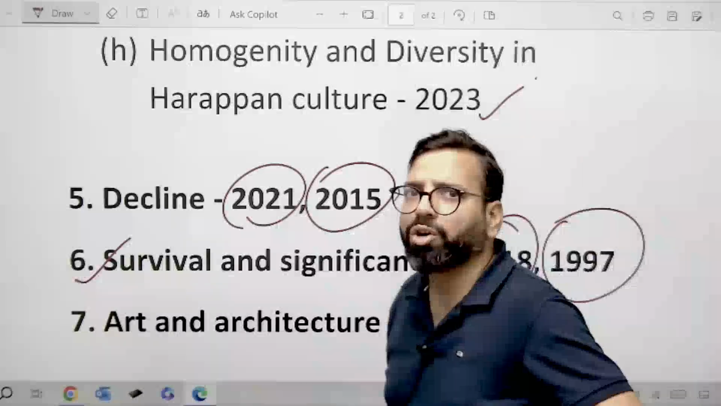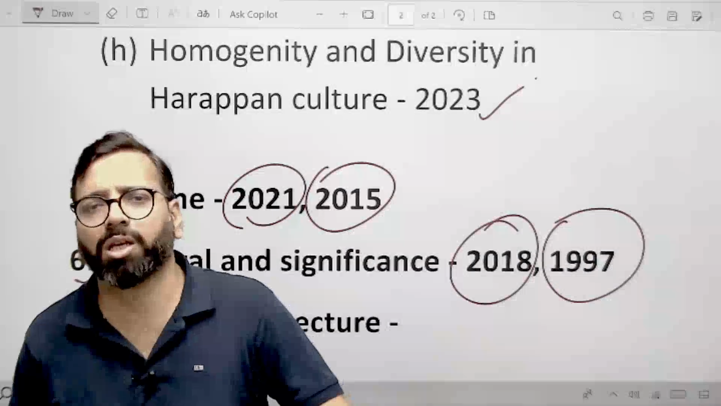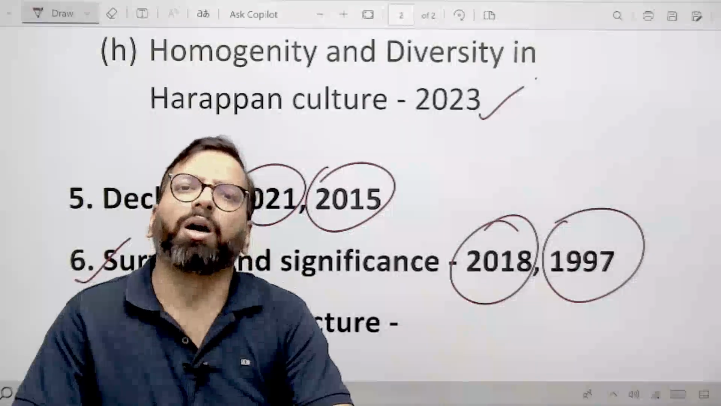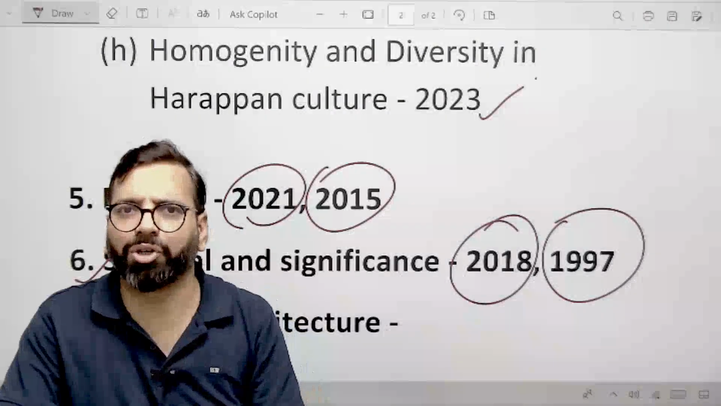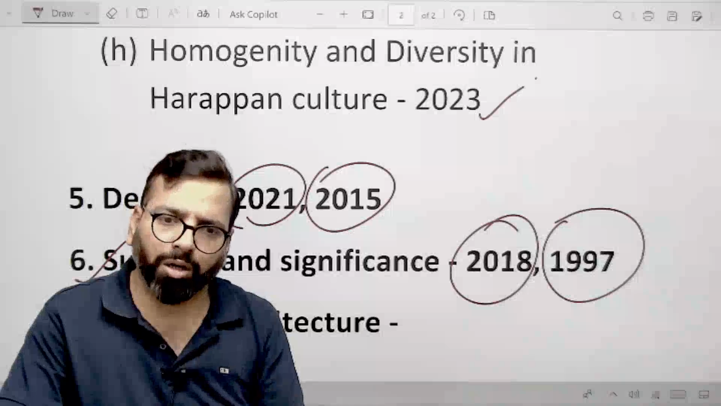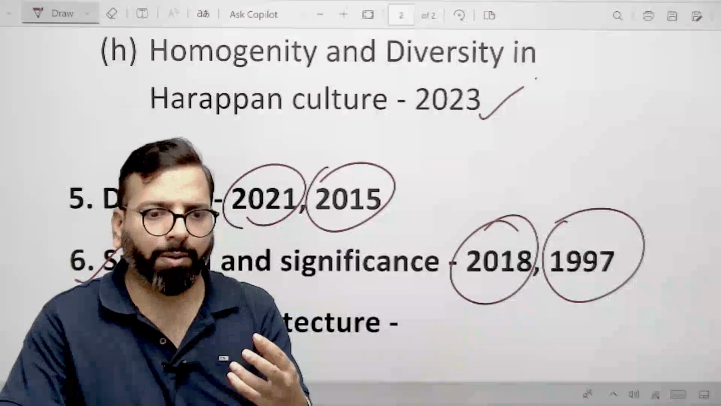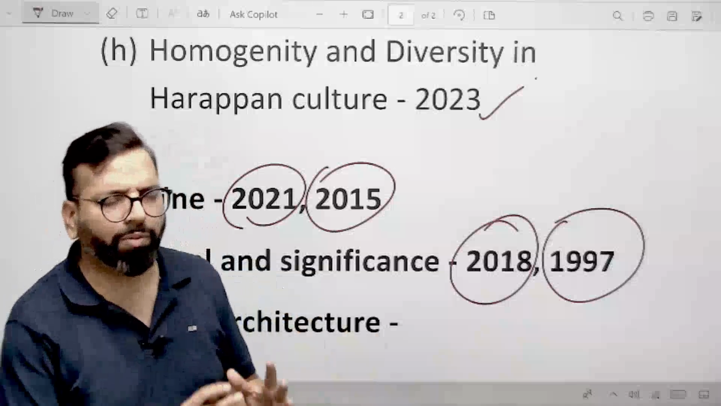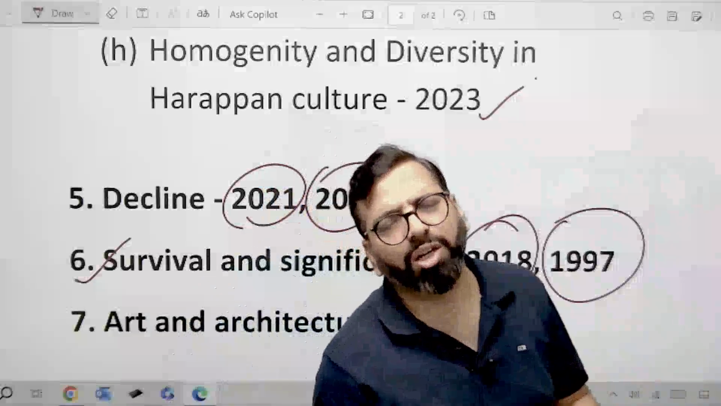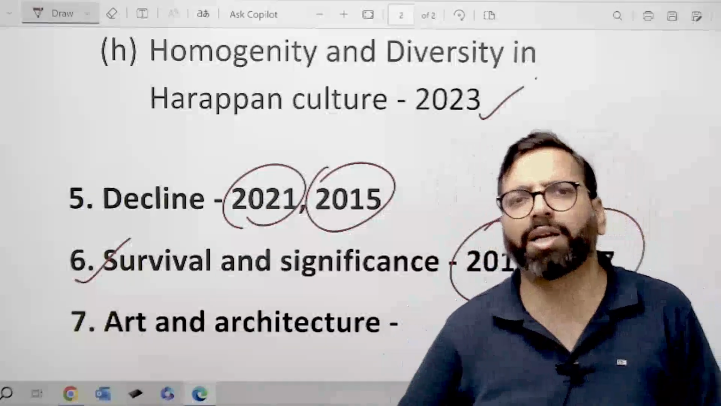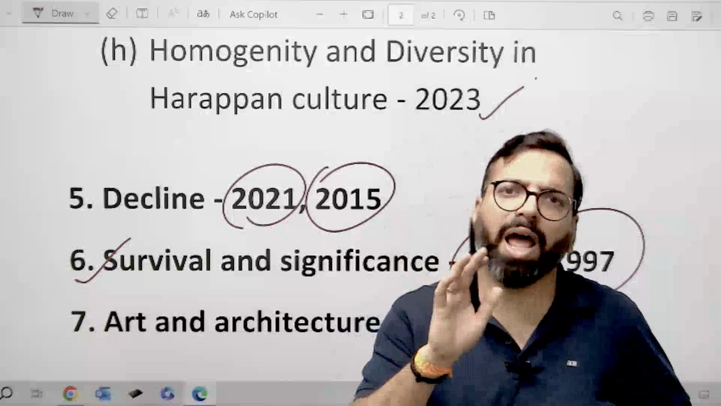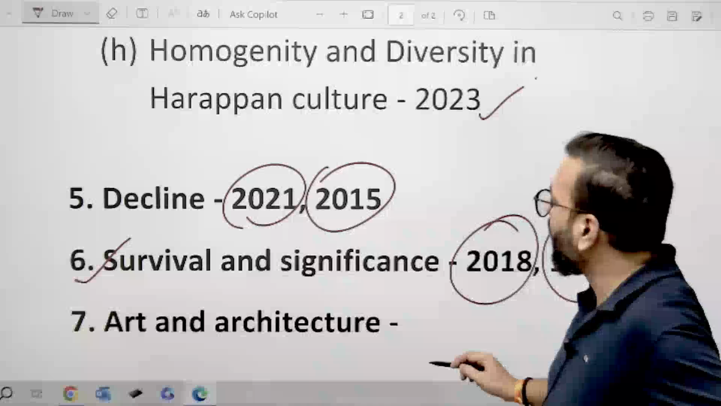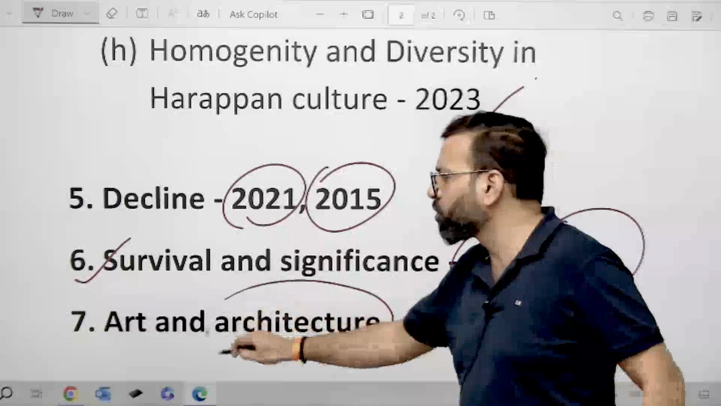Art and architecture of IVC, although mentioned in your syllabus, UPSC has not asked any question from this section yet. A basic idea will be sufficient: what kind of sculptures they used to make, which technique they used, what material they used. Architecture is primarily the secular architecture of your cities. City planning we have already covered, and that can be clubbed with this topic of architecture also.